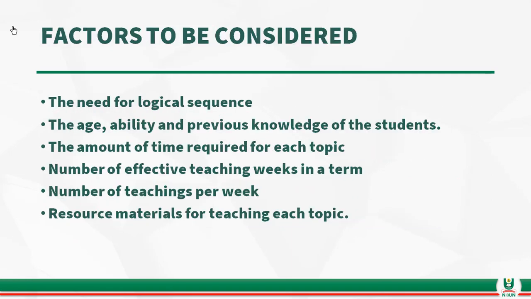Now, what are the factors you are supposed to consider when you are drawing up your syllabus or scheme of work? You need the syllabus to be logically sequenced. You will check the age, the ability, and the previous knowledge of your students. That is, when you are arranging your scheme of work, you need to arrange it in such a way that the age of the student, the ability of the student, and even what they have known before will come first in your arrangement, because that will be logically arranged.